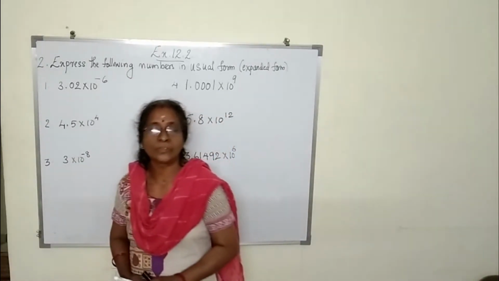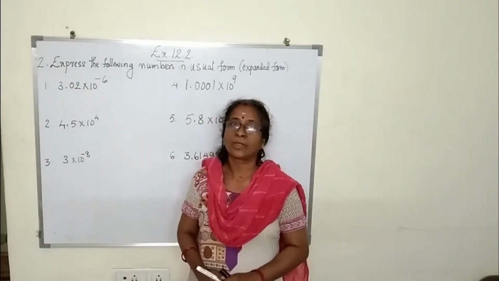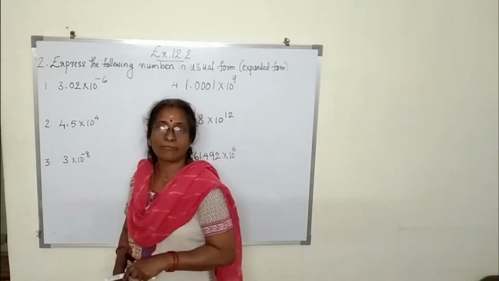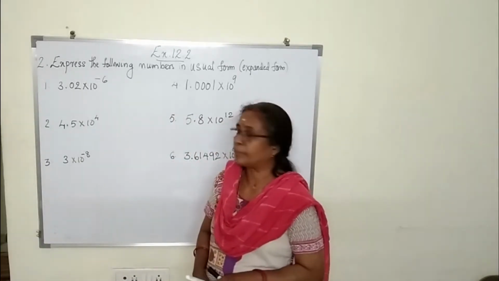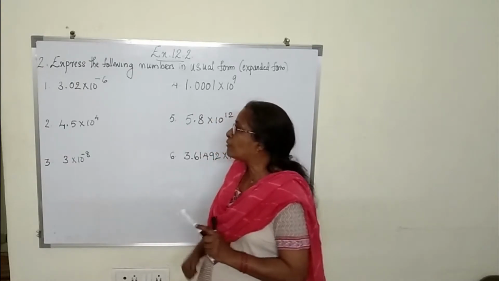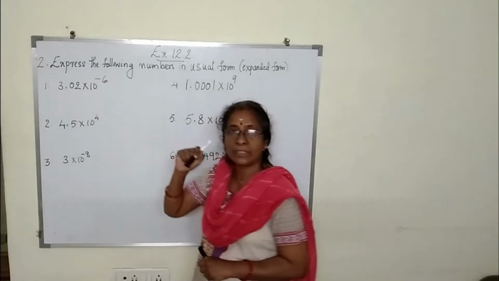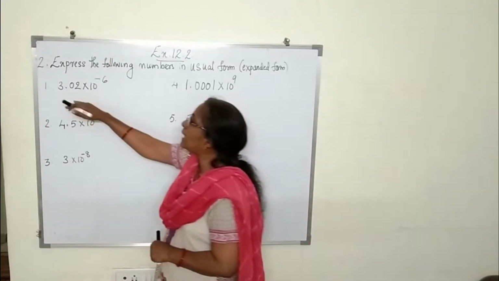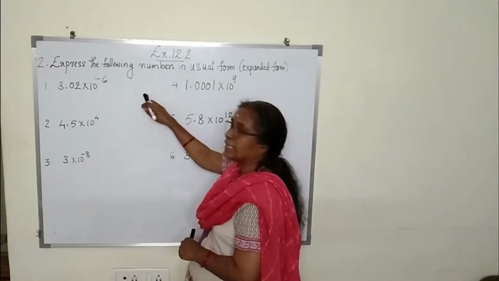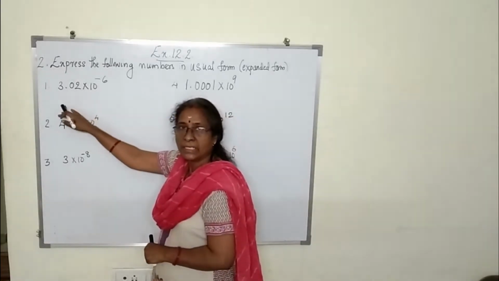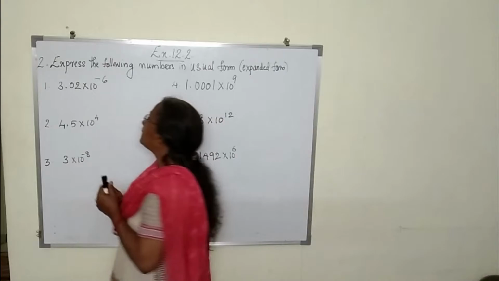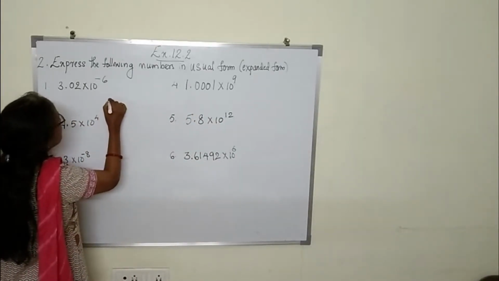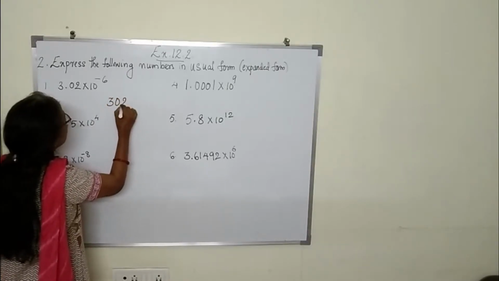Now we have to solve question number 2, which is to express the number in usual form or expanded form. For that we have to check whether it is a negative exponent or not. If the power is negative, you have to write the non-zero number from here and the zeros will come in the beginning. So what we will do here, we will write first this number as it is without the decimal point.